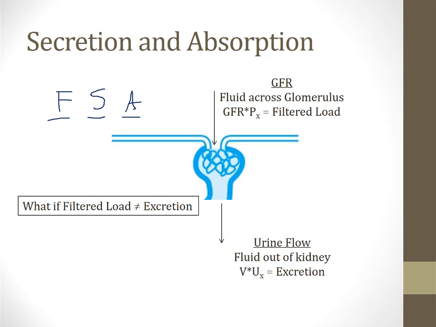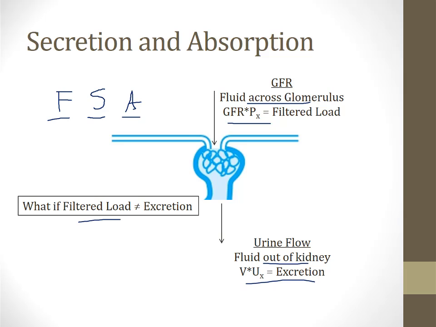For example, let's imagine that we know the GFR, which is the fluid that crosses the glomerulus, and then we calculate the filtered load of a substance. For example, let's suppose it's sodium. That will be equal to the GFR times the plasma concentration of sodium. We can then calculate the amount of sodium that goes out. If we know the urine flow, which is the fluid out of the kidney, and we know the urinary concentration of that solute, like sodium, we can determine the excretion rate.